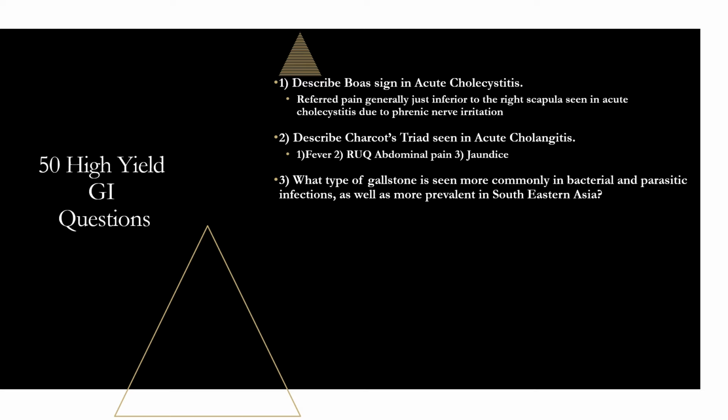Question 3. What type of gallstone is seen more commonly in bacterial and parasitic infections, as well as more prevalent in Southeast Asia? It's going to be brown stones. So rice-growing regions of Southeast Asia have a higher incidence of this type of parasite that's known as a biliary fluke that can infect and predispose these patients to brown pigment stones. So anytime you see any type of parasitic infection or bacterial infection, you should be thinking of brown stones. And remember, of course, overall, the most common type of stone is going to be your cholesterol stone. That's about 90% of patients.